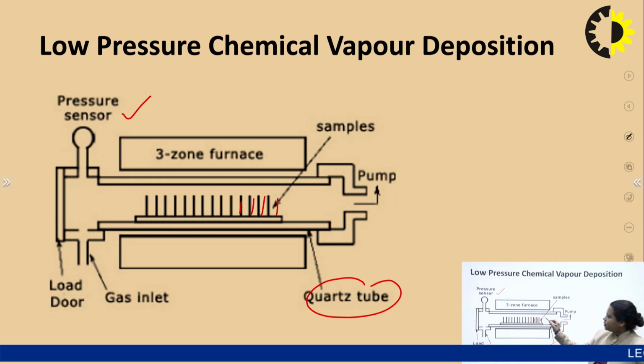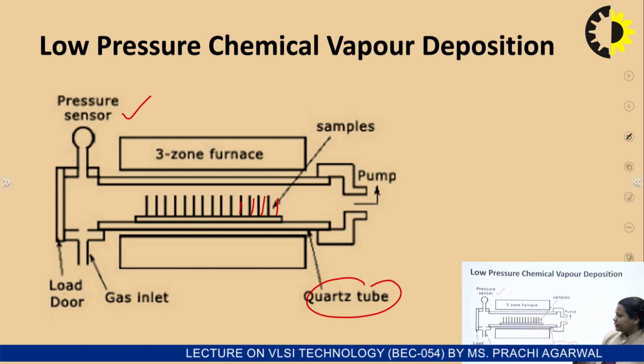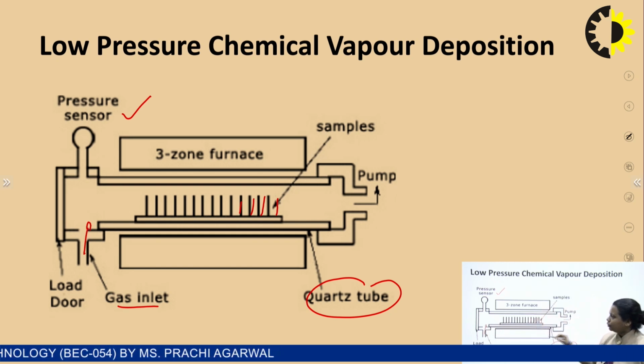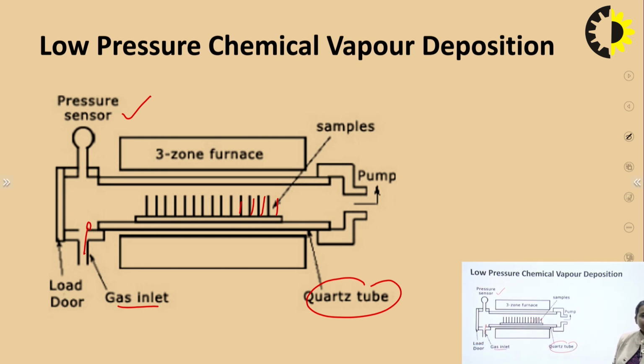And the samples are basically the wafers. This is a 3-zone furnace. The furnace is the structure we are utilizing to keep the different wafers, right? And the gas is inlet from this. The gas goes through it, condenses and can be collected over your wafers.